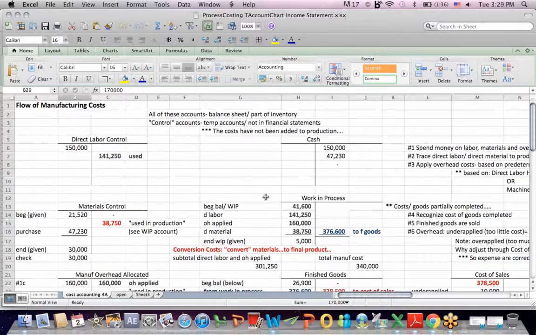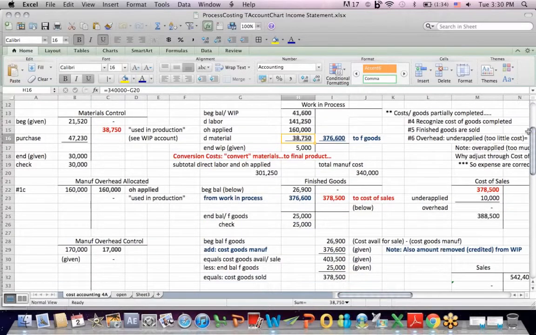The next step is that when we apply costs to production, we debit an account called work in process, which again is another account that's part of inventory. Work in process is defined as partially completed goods. We have labor costs, $141,250, that go into production. We have material costs, $38,750, that go into production.